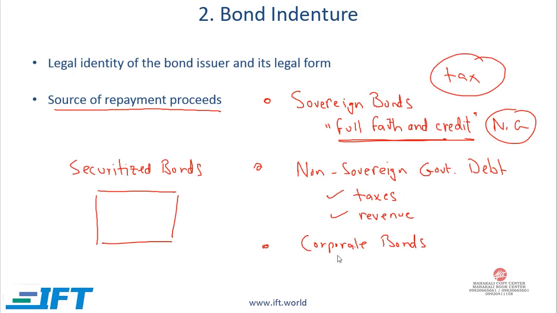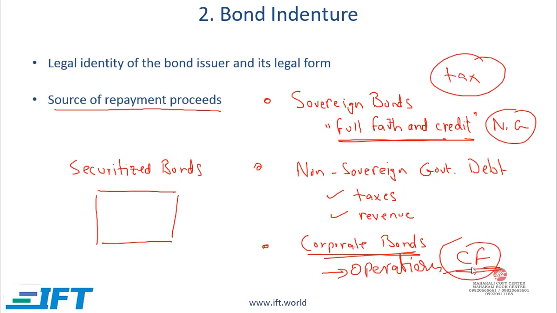With corporate bonds, generally the money comes from the operations of the company. So we'll see later when we evaluate corporate bonds, we need to take a careful look at the cash flows which are being generated and how smooth and how predictable these cash flows are. If the cash flows are high and predictable, then the credit risk will be relatively low.